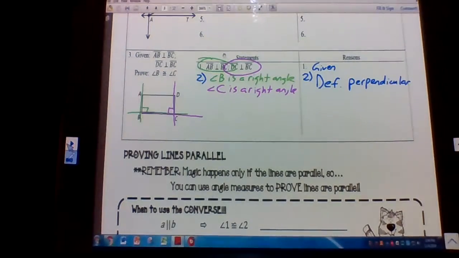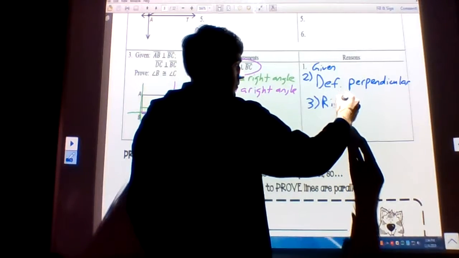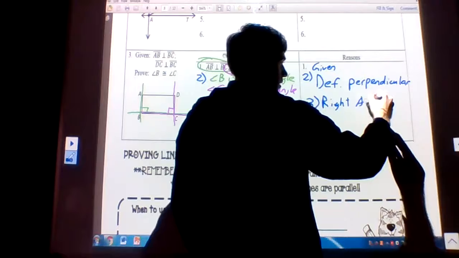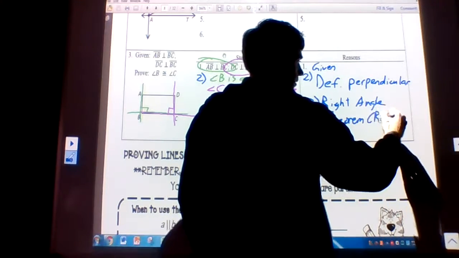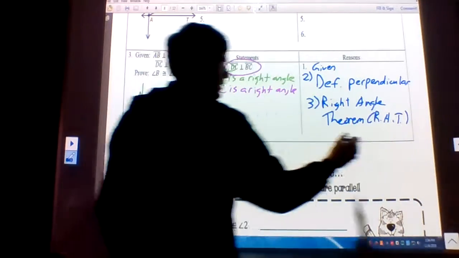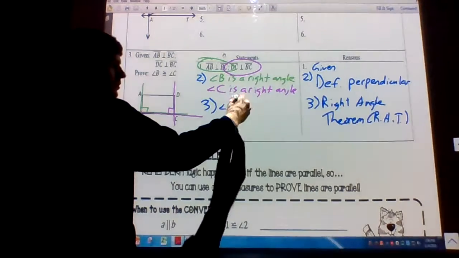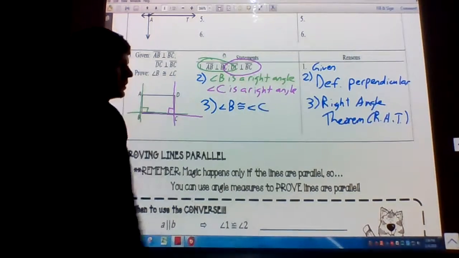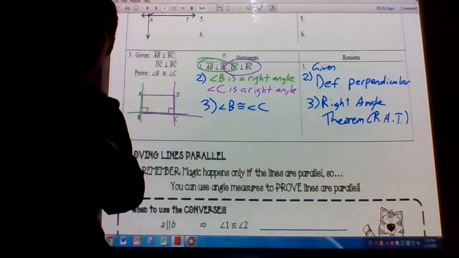Now, since we have two right angles, we can use our right angle theorem, or RAT, to say that since they're both right angles, they're congruent, because the right angle theorem says all right angles are congruent. So this is going to say angle B is congruent to angle C. And that's really it.